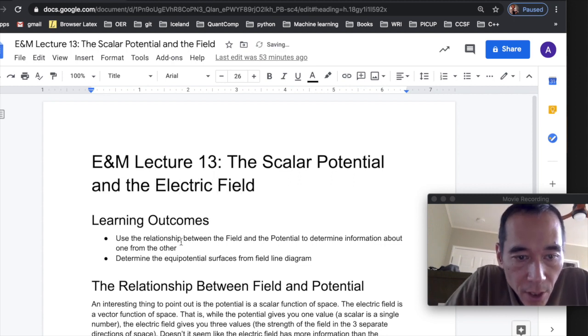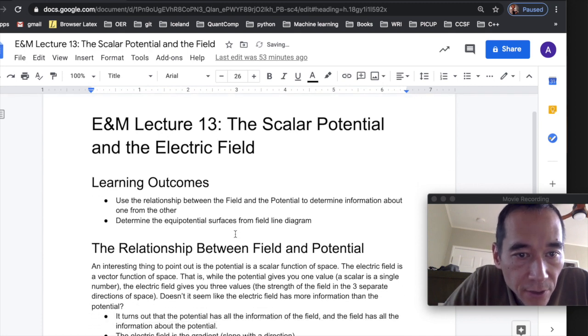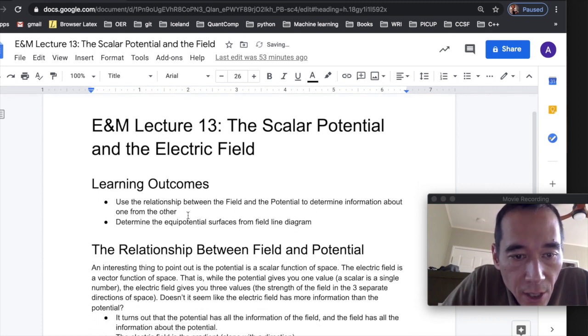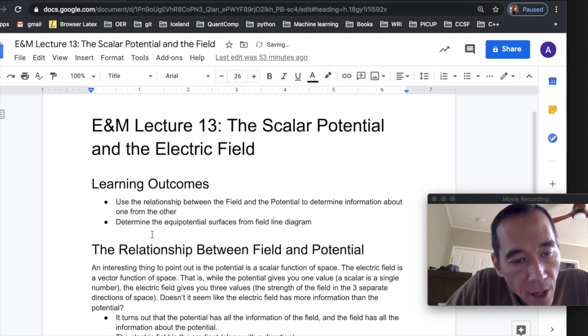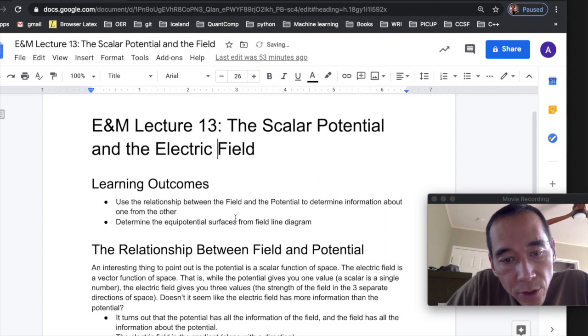So there are a couple of learning outcomes for this lecture. The first one is to be able to use the relationship between the field and potential to determine information about one given information about the other. And the other learning outcome is to determine the equipotential surfaces from a field line diagram.